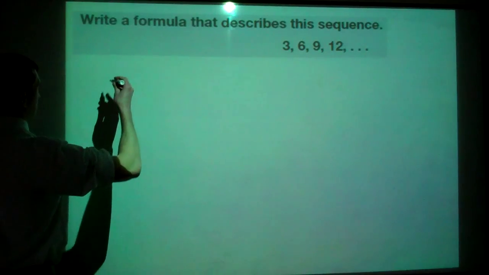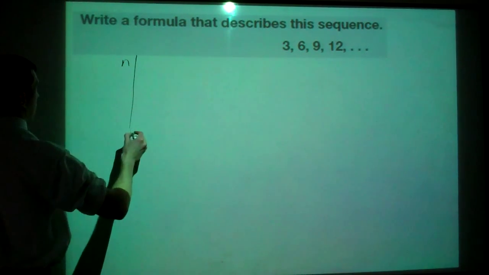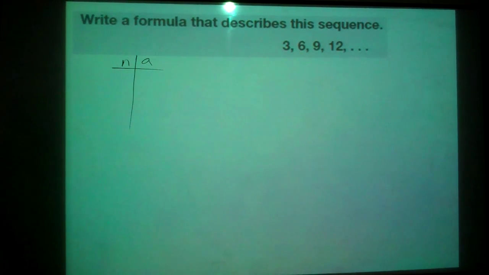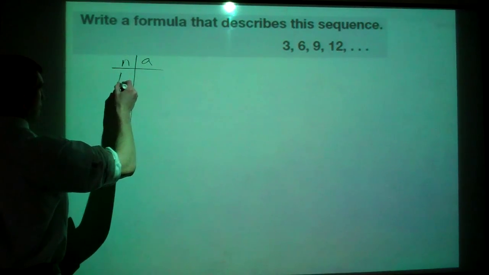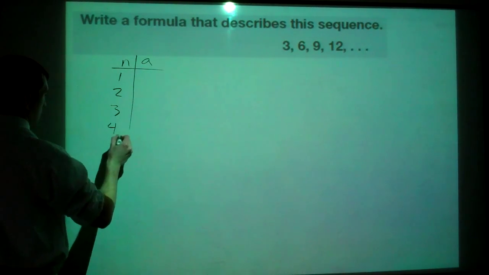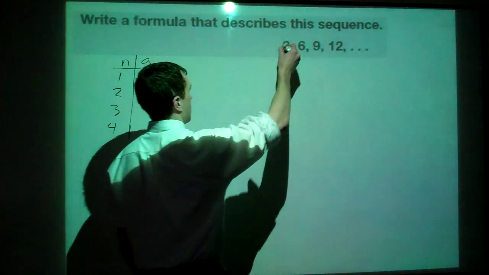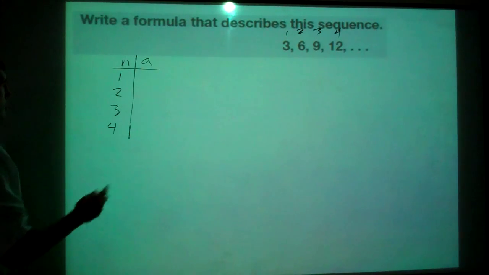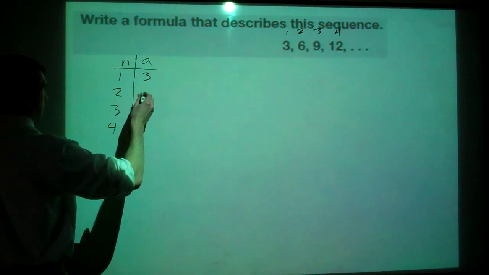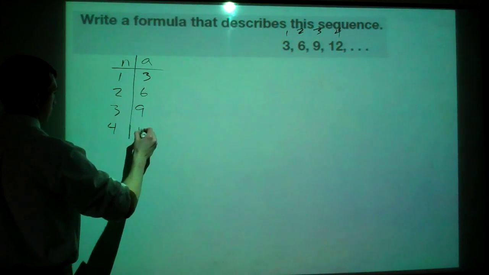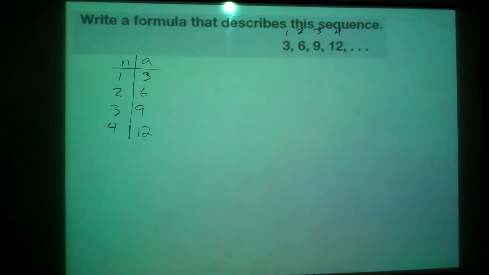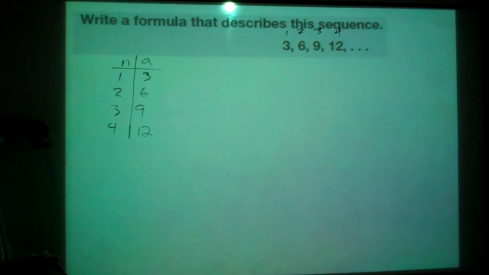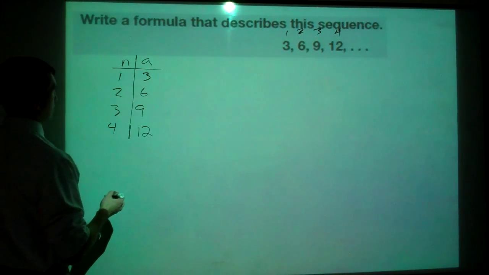So let's remember we had N and A. Our number of the term, 1, 2, 3, 4. So this was our first term, second term, third term, fourth term. And our first term was 3, second was 6, third was 9, fourth was 12. So now, yes, we are adding as we go down or across in that sequence. We're adding 3 each time, but we want to look input to output.